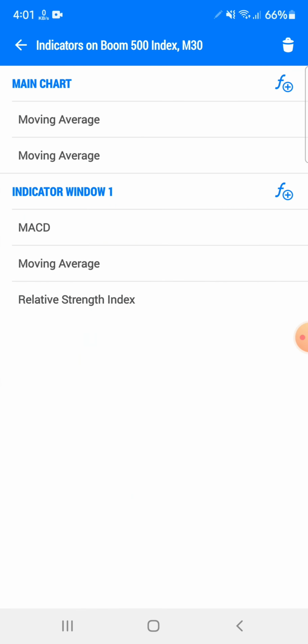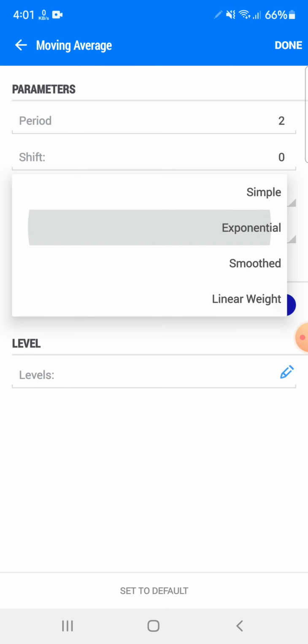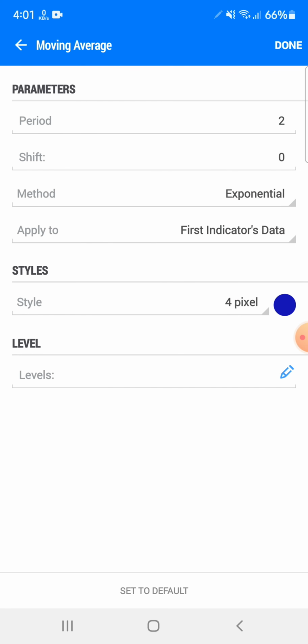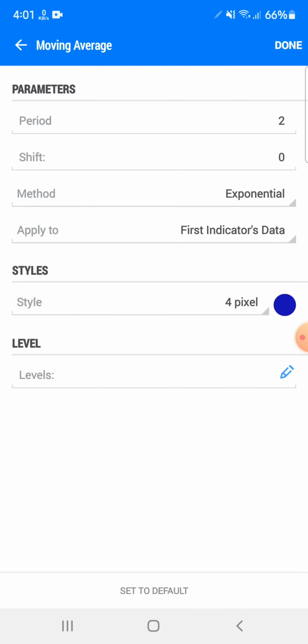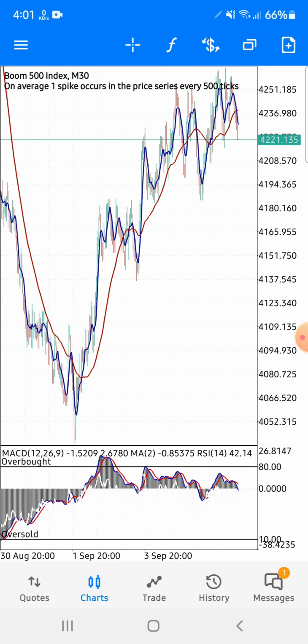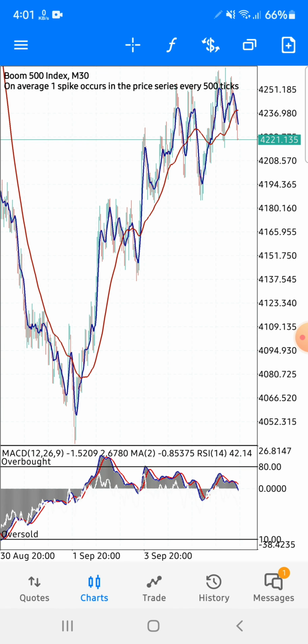And then the last one, which is the moving average, is a period of 2. Method is exponential. This one is a bit different, so take note guys. Exponential and apply to first indicator's data, so you can be very close with that of the MACD signal line. So you click done also, and voila, your chart is going to be exactly like mine. You can screenshot so you can get the settings.